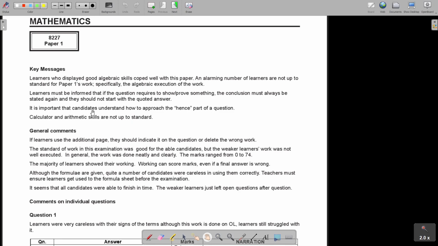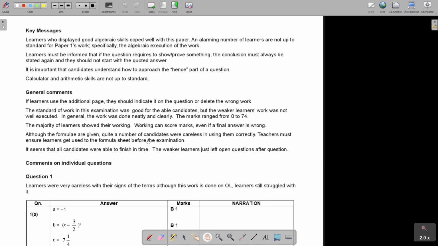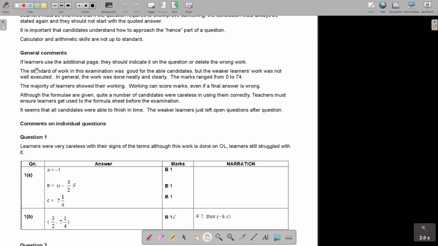It's important that candidates understand how to approach the "hence" part of a question. That means look up and use the previous answer. Calculators and arithmetic skills are not up to standard, so make sure you can use your calculator. General comments: if learners use the additional page, they should indicate it on the question or delete the wrong working. So don't leave it, because then they're going to mark the first option. So scratch it if that's your wrong answer.